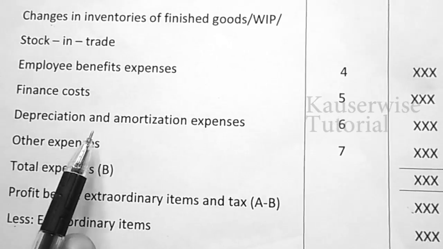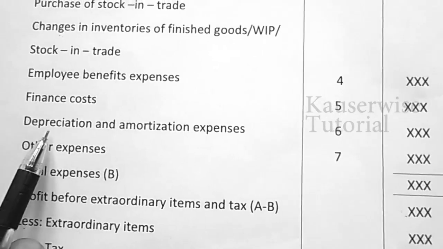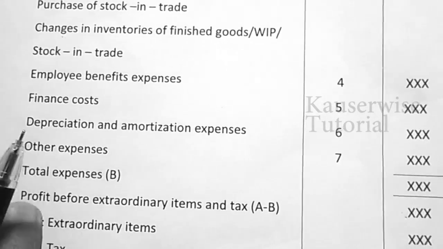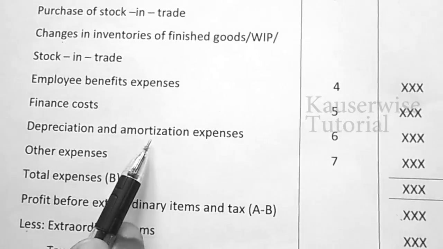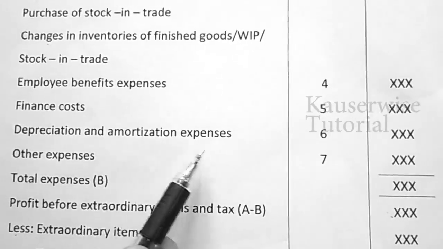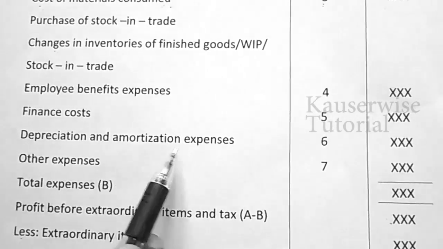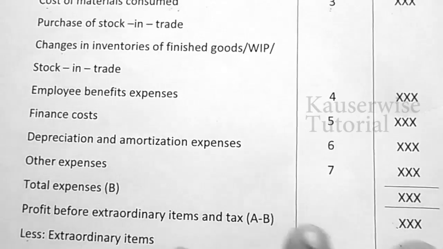Next one, depreciation and amortization expenses. Working note number 6. Depreciation means this term is applicable for all fixed assets, but the term amortization is just like depreciation, but this is applicable to intangible assets. For example, goodwill written off and preliminary expense written off is called amortization. Both are similar in nature.